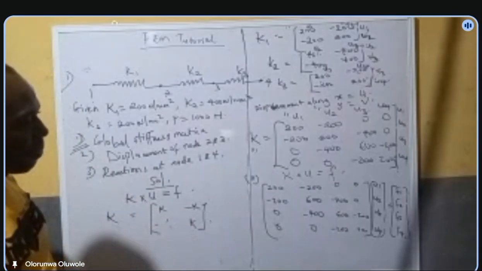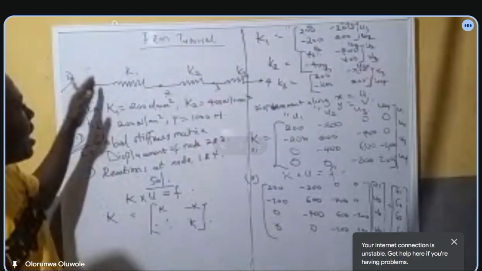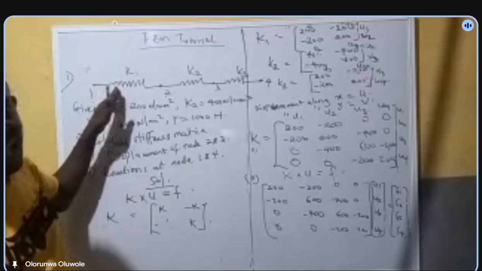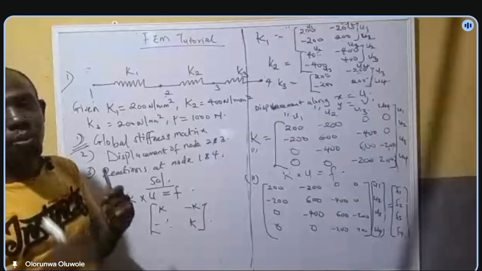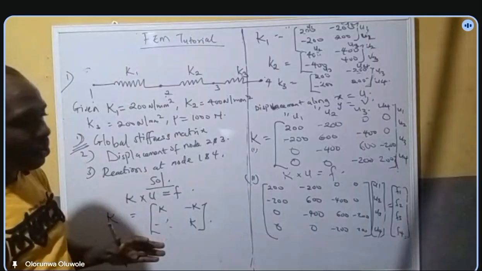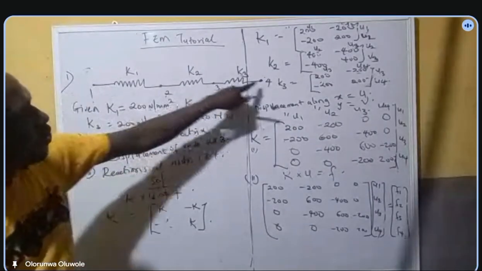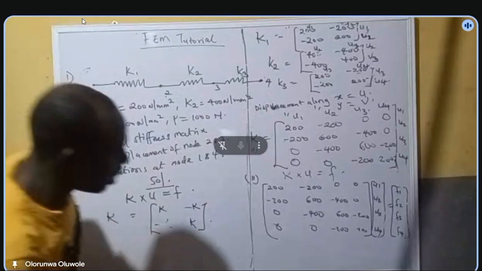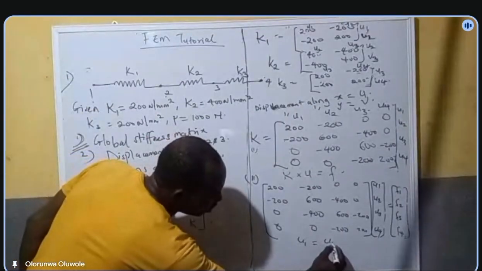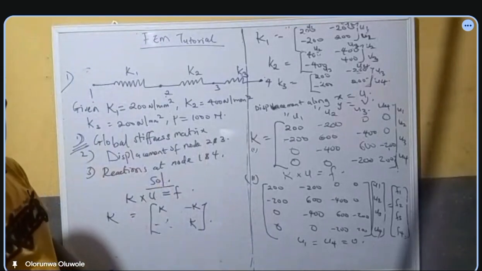From the equation, now we apply our boundary conditions. For the boundary condition, you look at what you are given, whether it's a spring or anything. The question has told us that it has a fixed end, and for a fixed end we know that moment is 0, and displacement in both directions x and y is also 0. That means that displacement in node 1 and node 4 will be 0. That's why we have u1 equals u4 equals 0, because they are fixed ends.